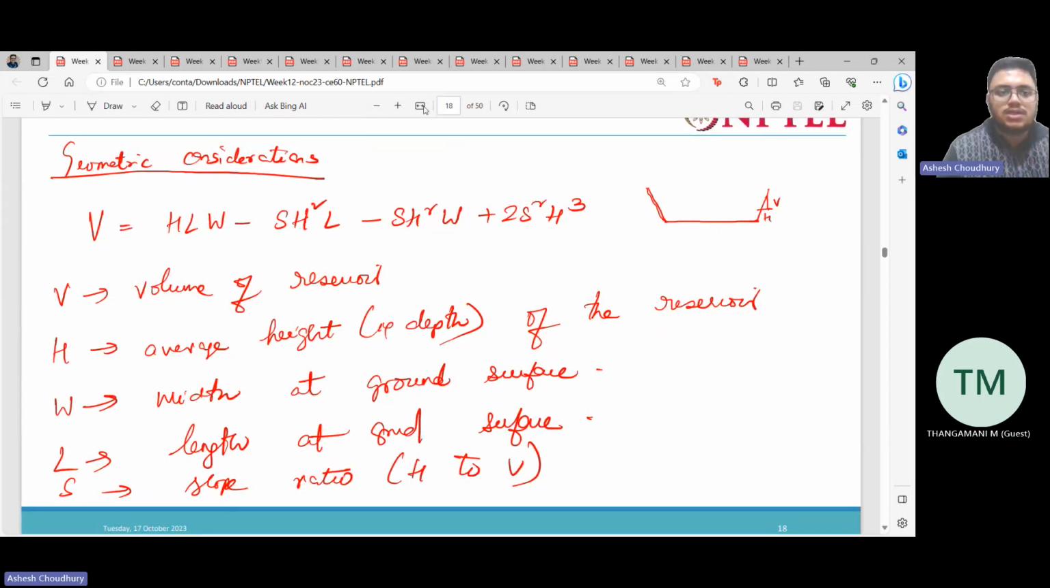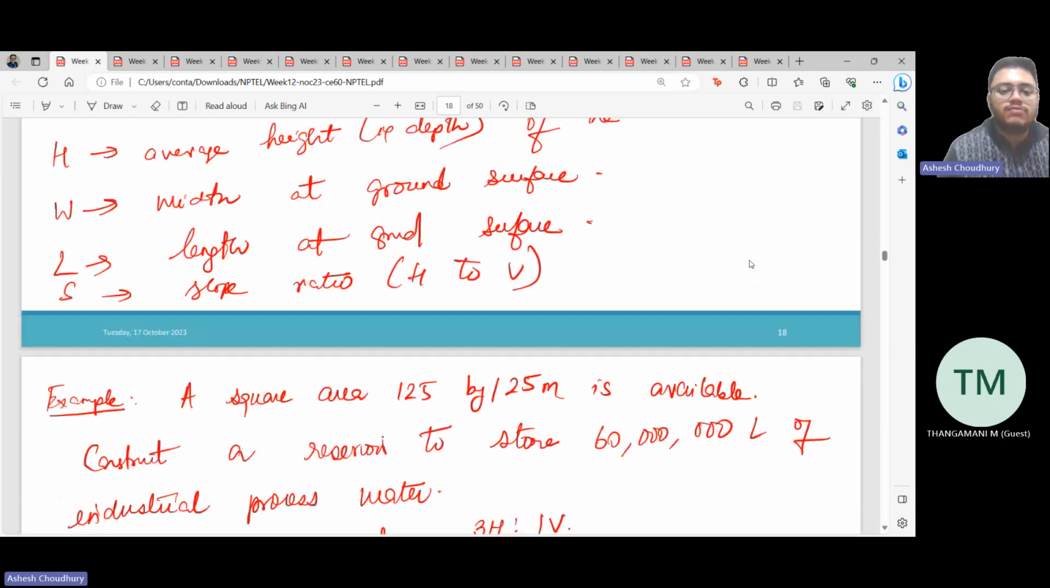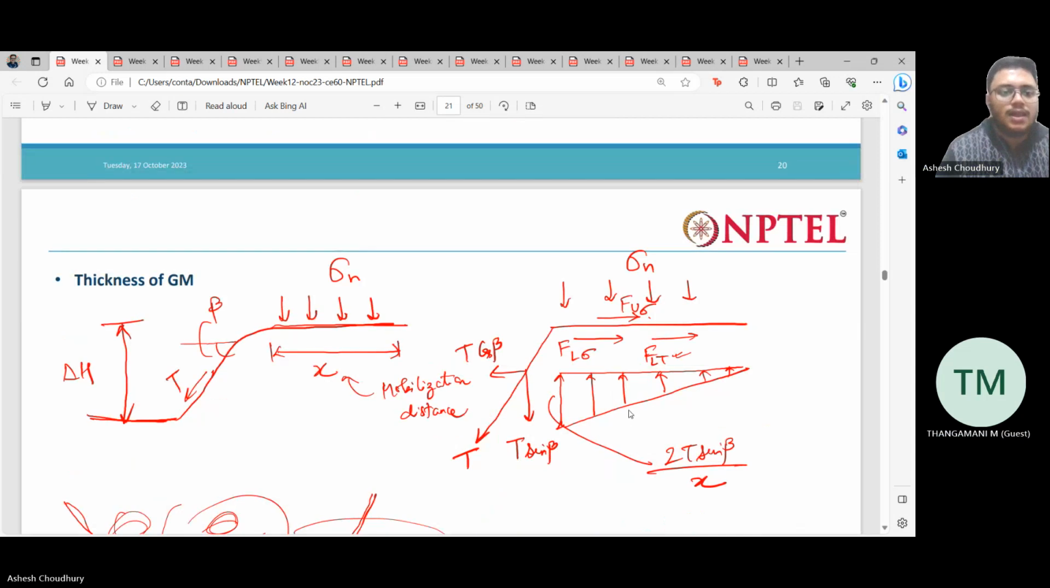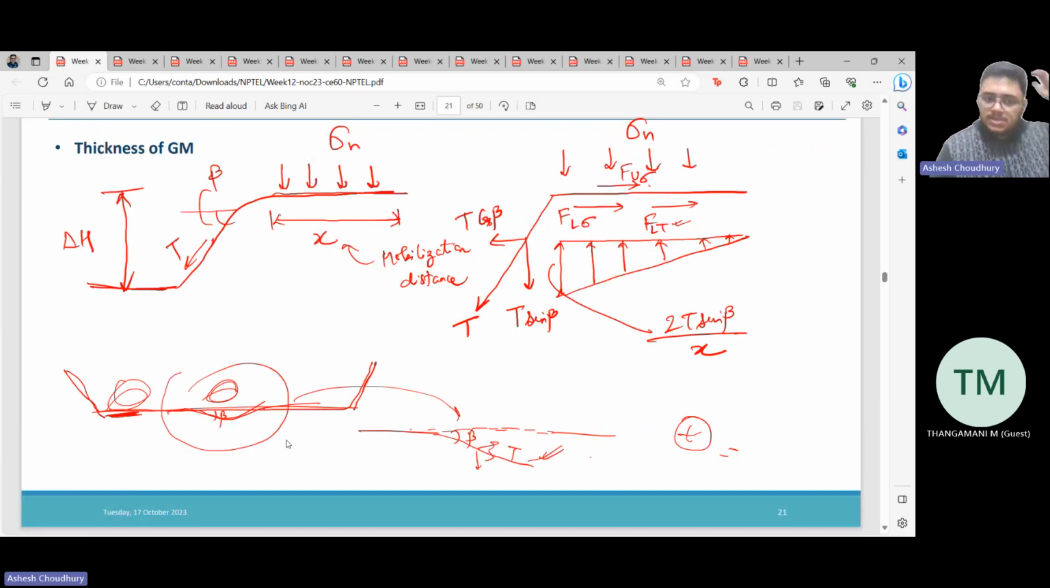Then we saw this geometric consideration, how to calculate the depth, the average height, average depth of the reservoir. These things we saw. Then this thickness, how to get the thickness. So what happens is that say you placed a geomembrane. Due to the vertical stress, sometimes there will be some settlement in the geomembrane. So what happens whenever there is this settlement? Due to this settlement, there are some tensile stresses that get generated in the geomembrane.